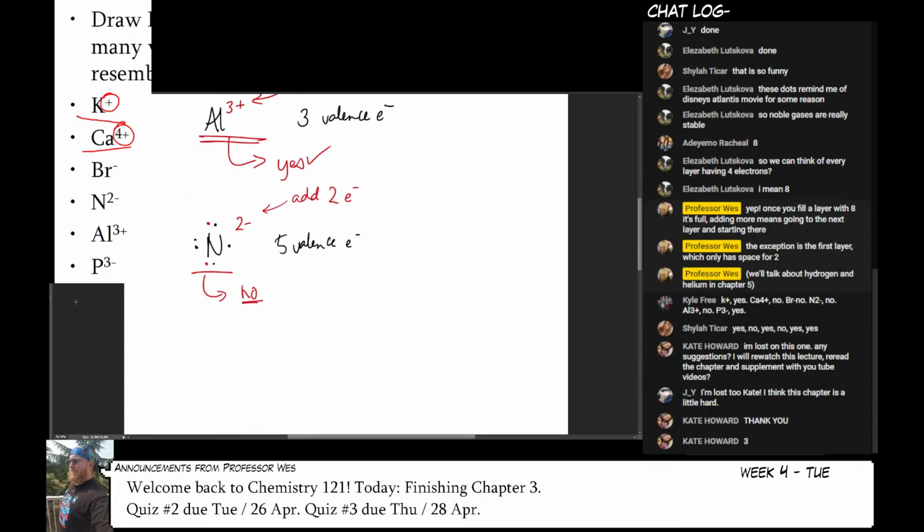And then finally, for P3-, phosphorus has 5 valence electrons. You can see that on the periodic table. I'm not going to bring that back up here. You should have your periodic table open at this point. You can find it. There's my 5. Now, this problem said P3-, which means add 3 electrons. So I'm going to add 1, 2, 3. Did I reach an octet? I did.